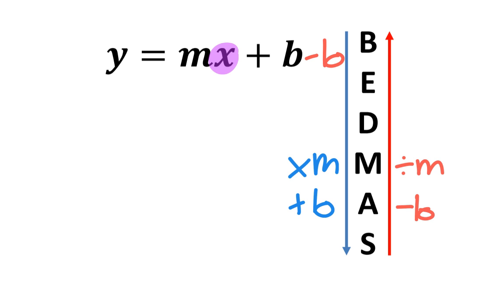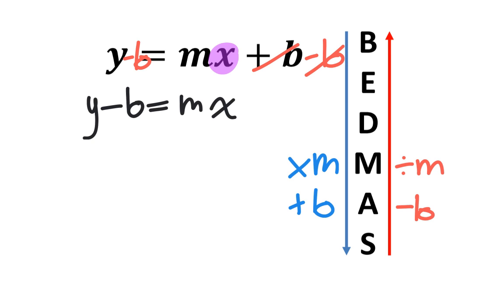Now, what you do to one side, you must do to the other side. So I'm going to squeeze in a subtract b right over there. And again, opposites cancel out. So plus b and subtract b cancel out, which leaves us with just y minus b equals mx. After subtracting b from both sides, we're now going to divide by m.